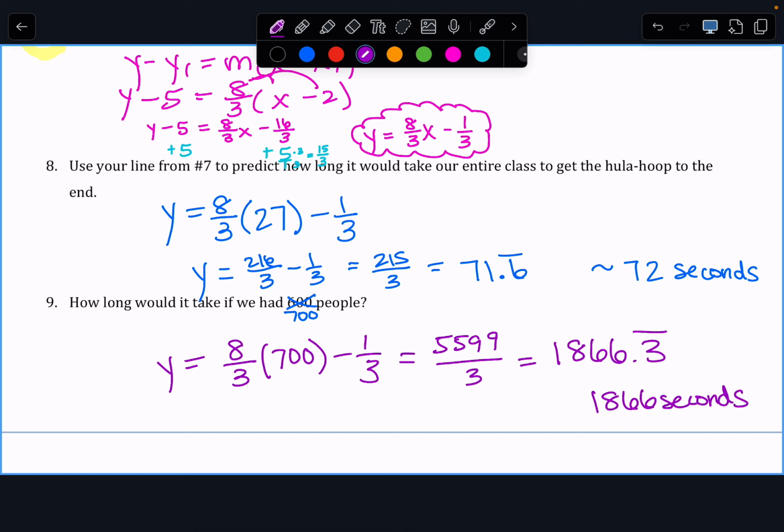Raise your hand if your guess was in the 1,000s. Raise your hand if your guess was 1,800 something. Nice. Raise your hand if your guess was totally way off, not even close. It was kind of close. Ryan, I was 300 seconds.